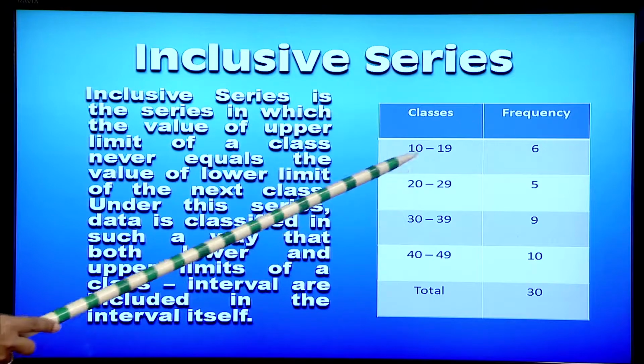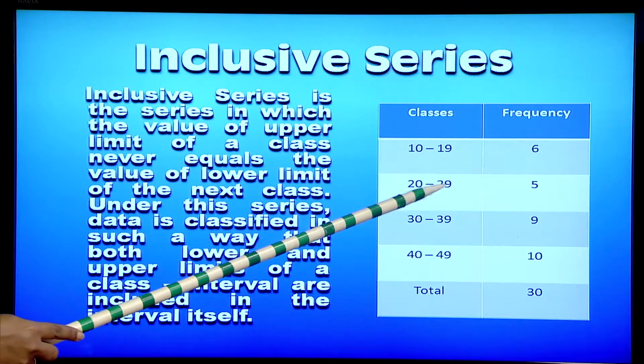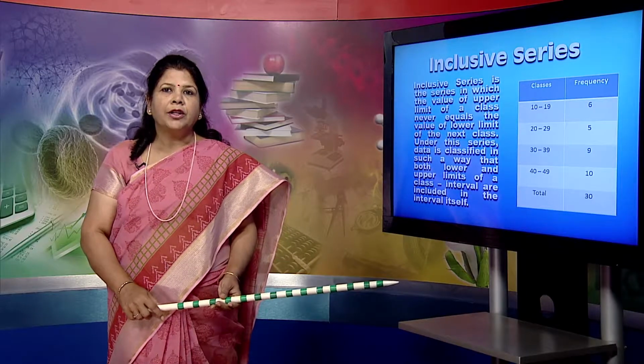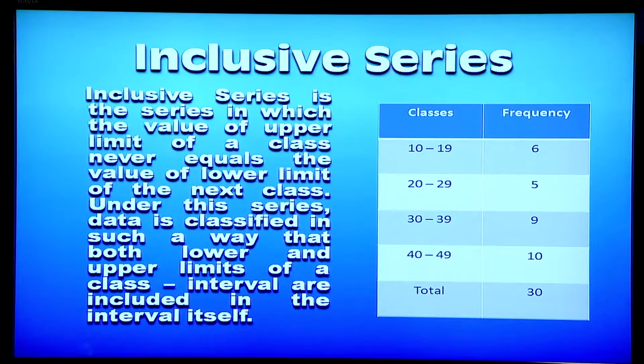In an inclusive series, as we can see, the upper limit of a class is not continuing as the lower limit of the next class. There is a gap. So, an inclusive series is the series in which the value of the upper limit of a class never equals the value of the lower limit of the next class. Under this series, data is classified in such a way that both lower and upper limits of a class interval are included in the interval itself. For example, any number corresponding to 10 will be included in this class, and any number corresponding with 19 will also be included in this class.